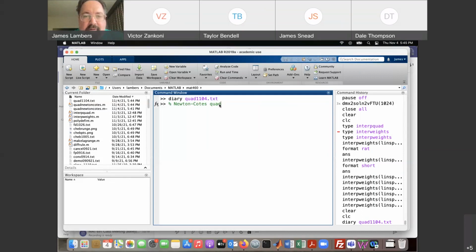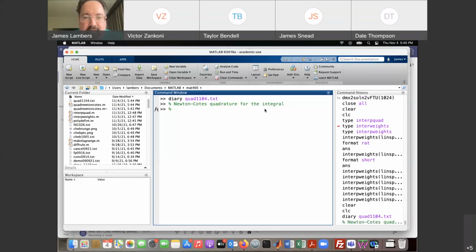So what I'm going to do is carry out Newton-Cotes quadrature for this integral of e to the x on the interval 0 to 1. So the exact value of this integral is the number e minus 1, because the integral of e to the x, of course, is e to the x, and you have e to the first minus e to the 0, which is 1. So we get e minus 1, which is approximately 1.718. So that's the answer that we're looking for.